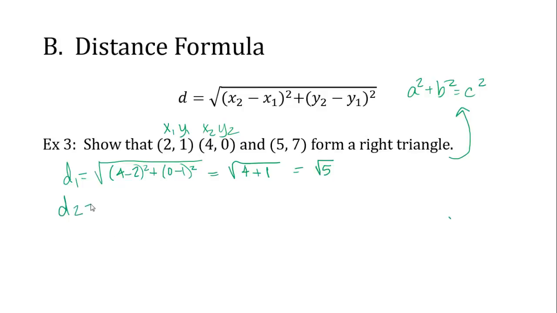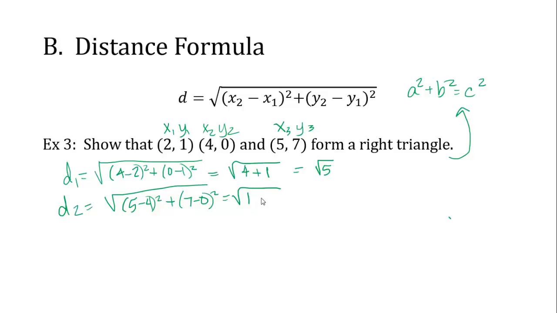Now, distance 2. I'm going to take the second point and the third point and do the same thing. This is the second and this is the first. Okay? Subtract the x's, I'm sorry. 5 minus 4 squared plus 7 minus 0 squared. Work it out. 5 minus 4 is 1. If I square it, I get a 1. 7 minus 0 is 7.